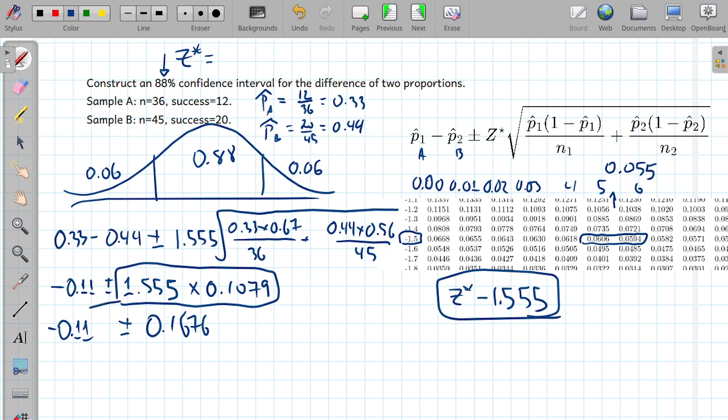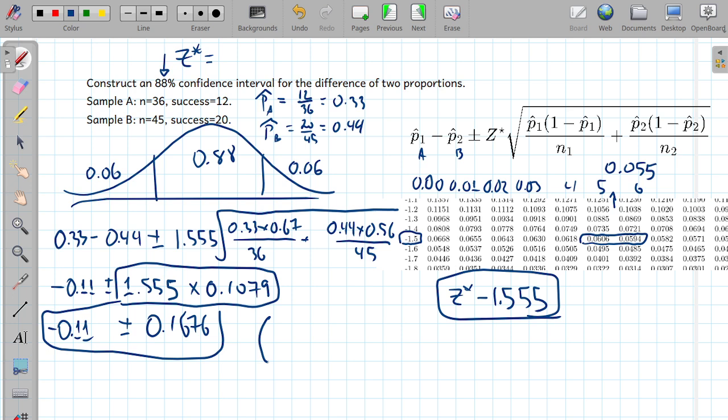Let's see what we get. So again, we could answer questions by saying that the measured difference between sample A and sample B, when we subtract B from A, is negative 11 percentage points. In other words, sample B is 11 percentage points smaller than sample A. We have a margin of error of 16.76 percentage points, and we are 88% confident with our estimated difference. We could answer that way if we wished, but we can also make the interval, and that's what we're going to do.